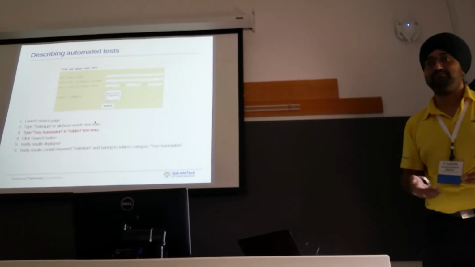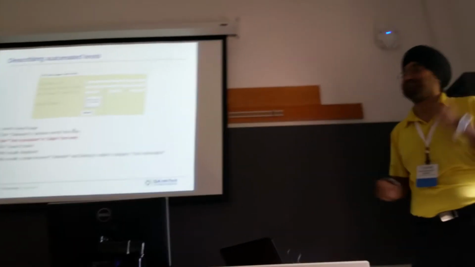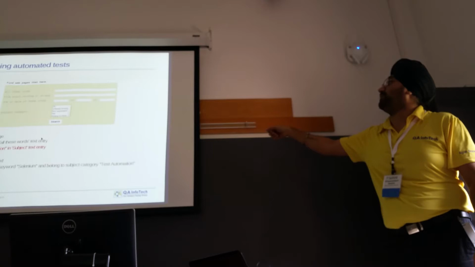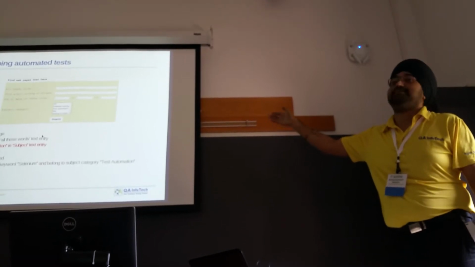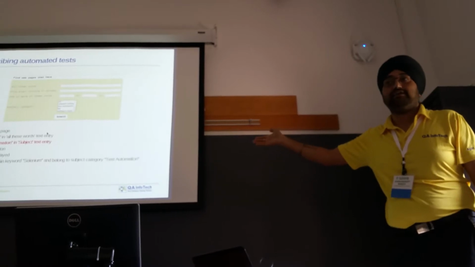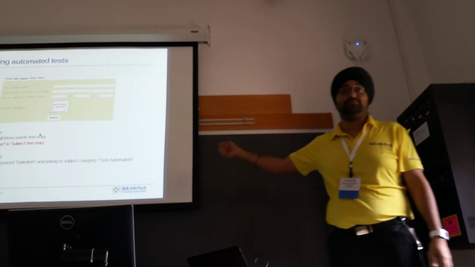This time the script and the test case would fail, because there's a step that says type test automation in the subject text entry. But the subject text entry is no more there on the screen. So this test and the automated script that is tied to this test would essentially fail.